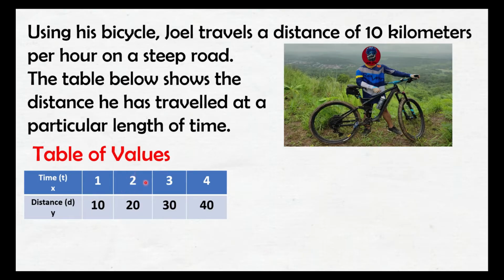Okay? So, dito, di ba, nasabi dyan sa statement na kada isang oras daw nakaka-travel si Joel ng 10 kilometers. So, after 2 hours, makapag-travel siya ng 20 kilometers. And 3 hours, 30 kilometers. And 4 hours, 40 kilometers. So, dito, marirepresent natin itong statement na ito as table of values na direct variation. Kasi nga, makikita natin dito na nag-i-increase yung variable x natin. Ito, 1, 2, 3, 4, nag-increase siya. At the same time, yung variable natin na y, nag-increase din. 10, 20, 30, 40. Okay?